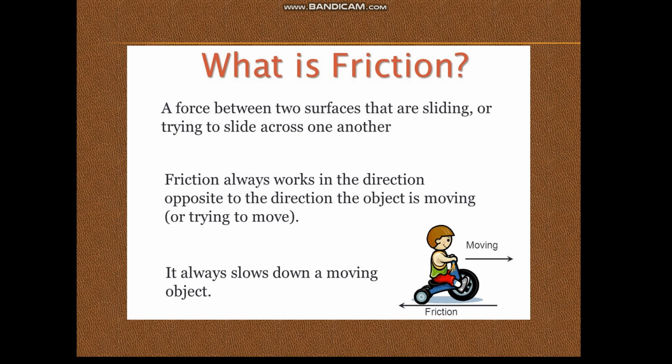The next natural force that exists is frictional force. The force that resists motion is called frictional force. When you roll a ball on the floor, it stops after moving a short distance. This is due to the force of friction. For frictional force to act, two bodies have to be in contact. Friction always works in the direction opposite to the direction the object is moving or trying to move.